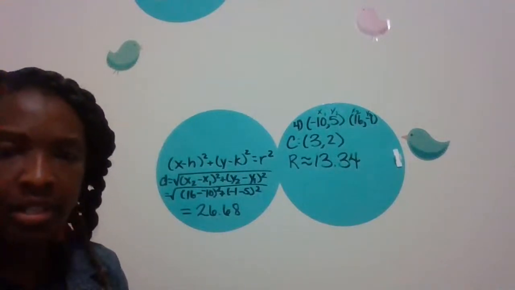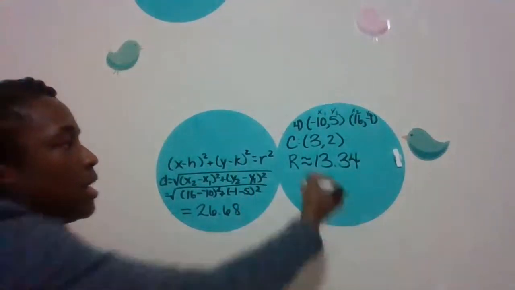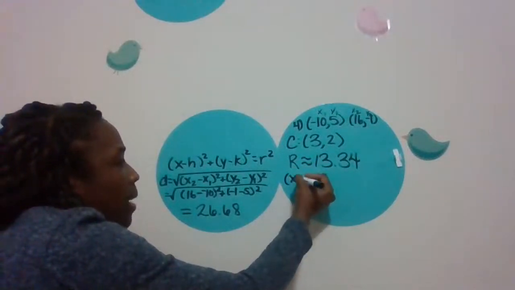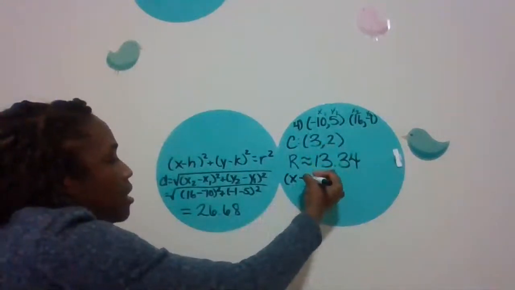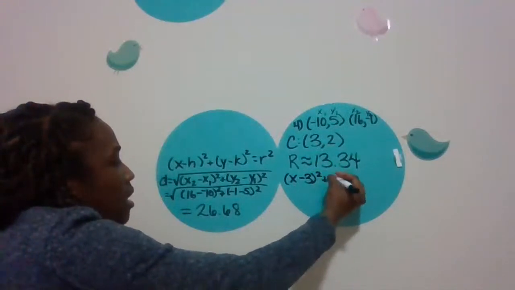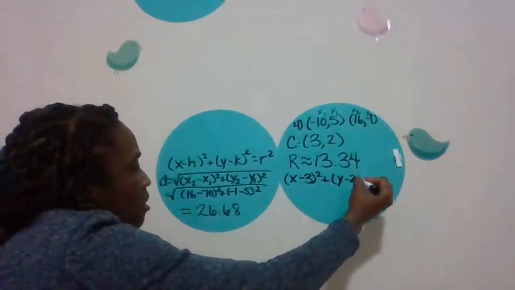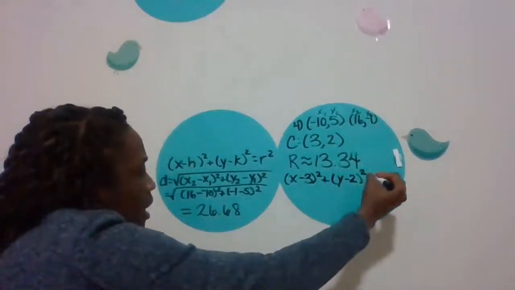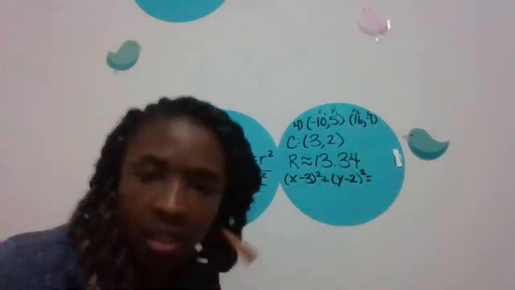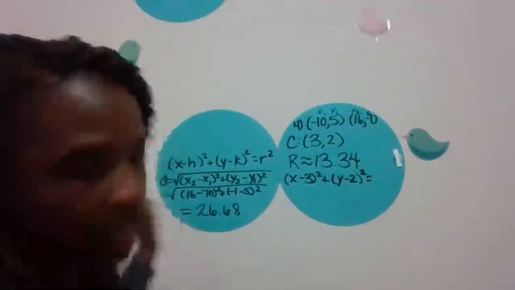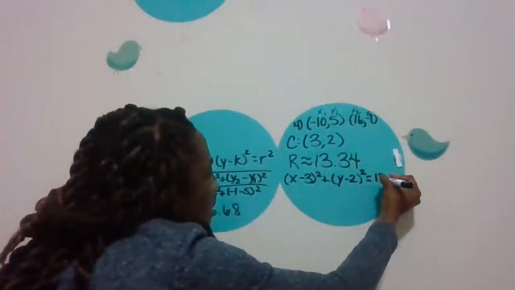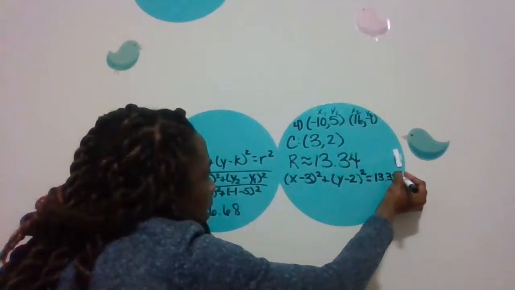And so now we can write the equation of the circle. So it's going to be x minus 3 squared plus y minus 2 squared equals 13.34 squared.